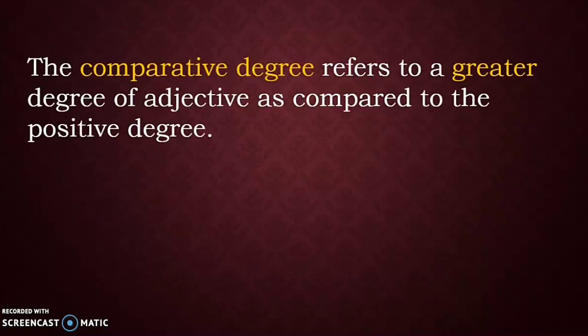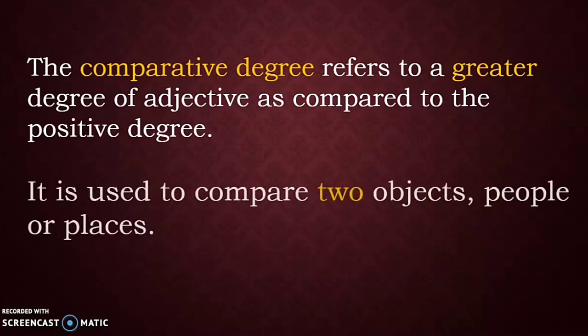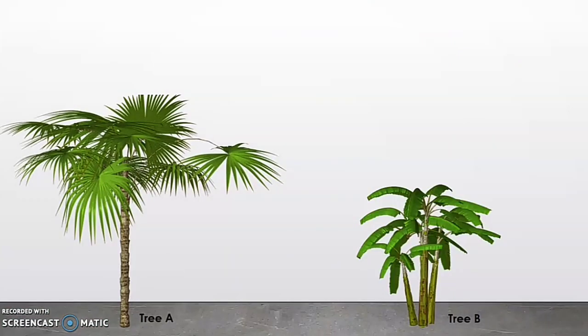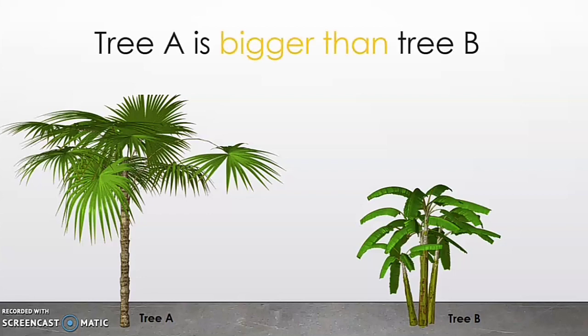Moving forward to the second type of degree, that is comparative. What is a comparative degree? It refers to a greater kind of comparison in comparison to the positive degree. For example, it is used for two objects, people, or places. Here we can see that there are two trees. One is taller than the other. We can state this in a sentence. For example, tree A is bigger than tree B. So over here the comparison is done between two objects and one is shown better than the other.